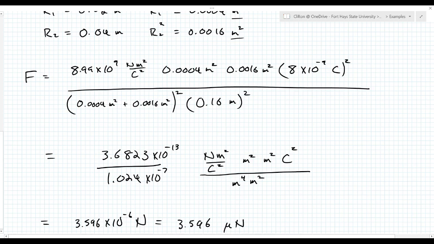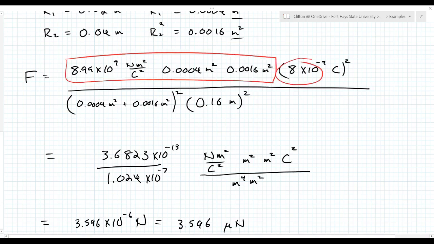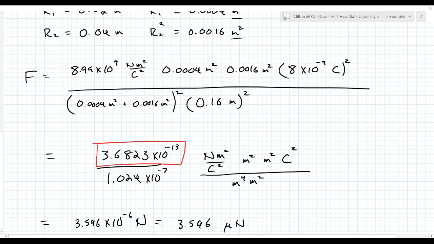If I do the unit analysis, or if I collect all the units and I don't get the units to cancel such that I'm left with newtons, then it means that I've probably made a mistake somewhere. That's actually a good way to check if you've got the correct answer, is to see if the units come out correctly. So if I take all of these numerical values at the top and multiply those, I get 3.68 times 10 to the negative 13. And then if I do the same thing for the denominator, I get 1.024 times 10 to the negative 7.